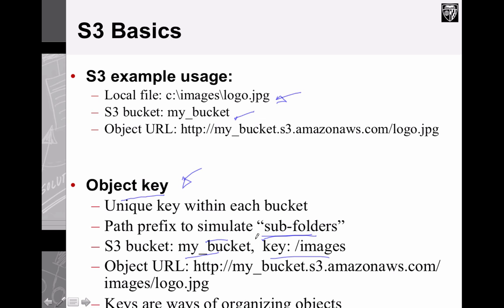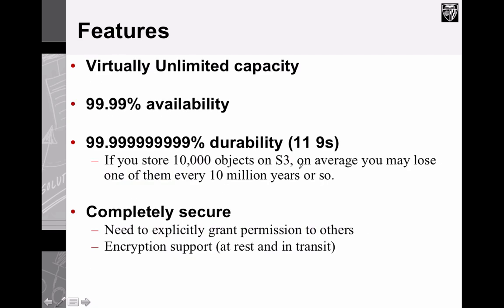So essentially object keys are ways of organizing objects. If you want to have files organized, let's say, by directories, by dates, by user accounts, or by customer ID, you can use the prefix customer ID, and then you can upload all the files that are relevant to that project or customer ID.